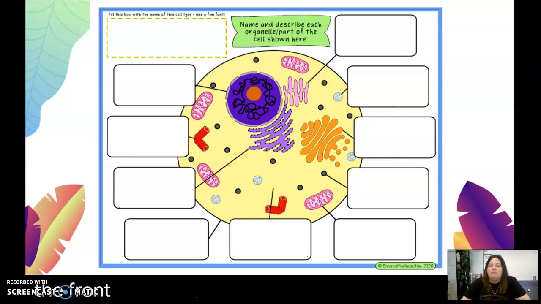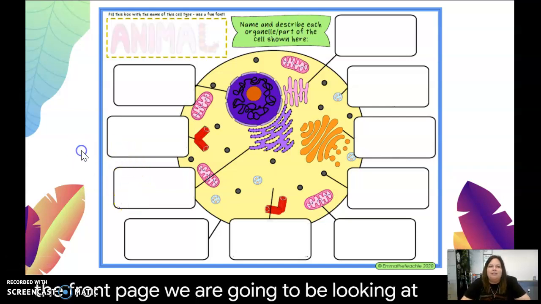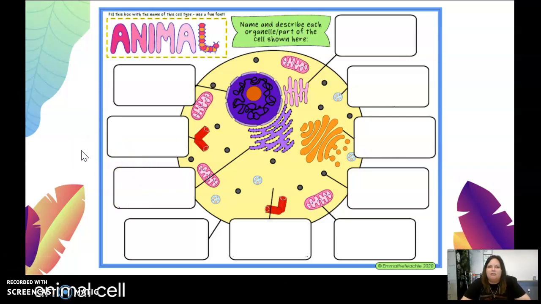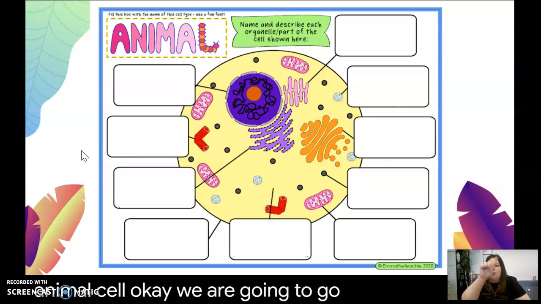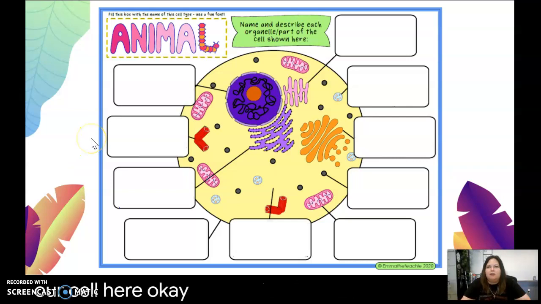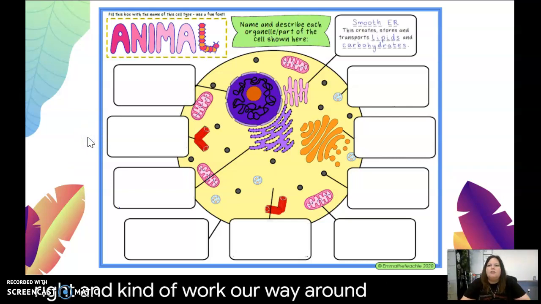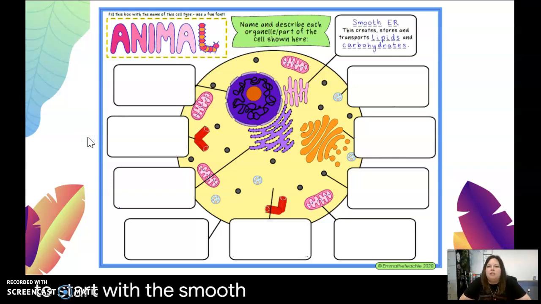All right, on the front page, we are going to be looking at the animal cell, okay? We are going to go clockwise around our cell here, okay? So we're going to start in the upper right and kind of work our way around. So we're going to start with the smooth ER.